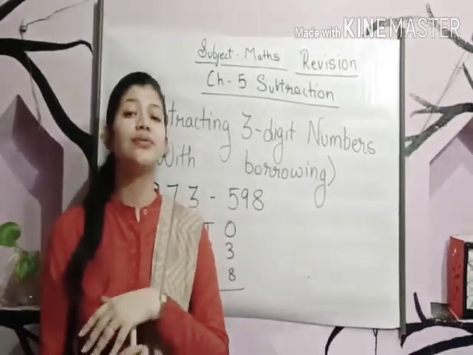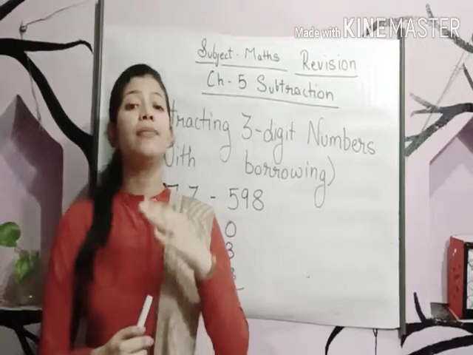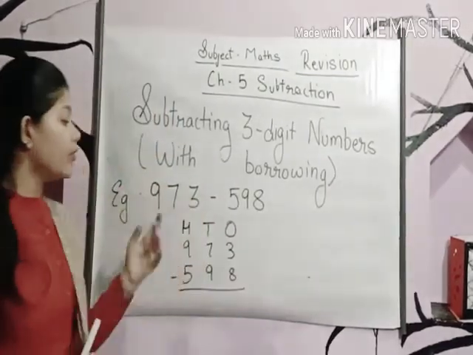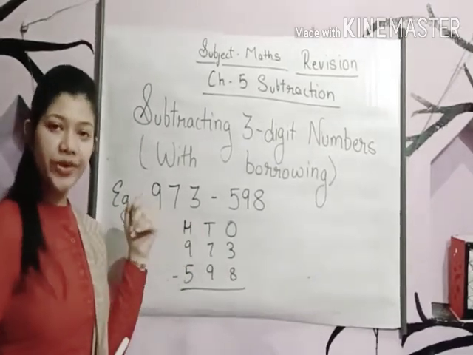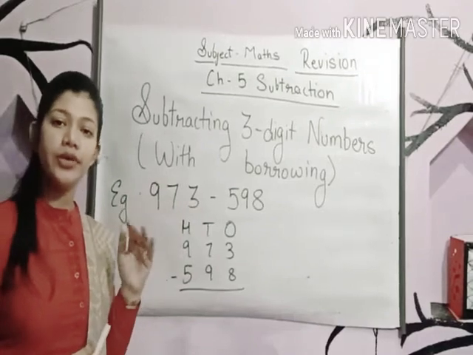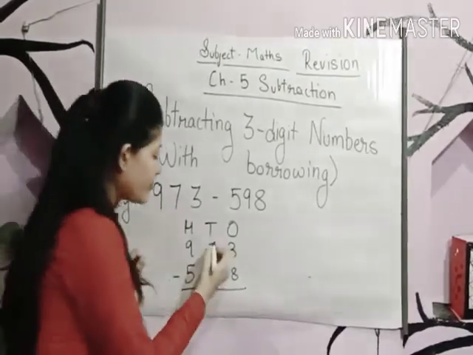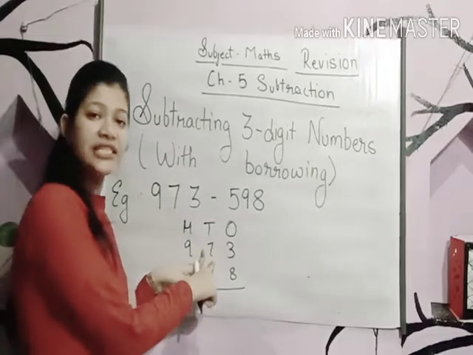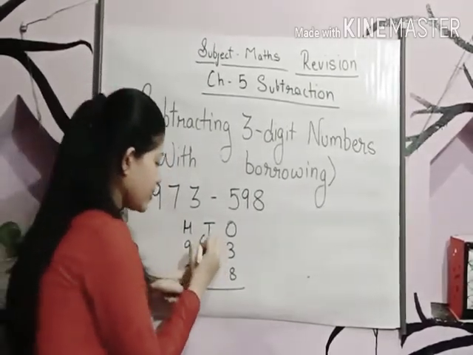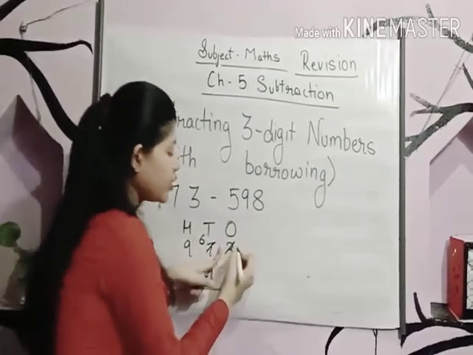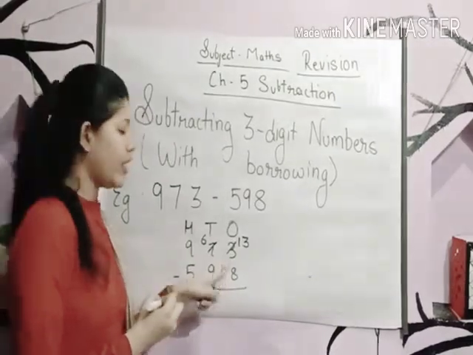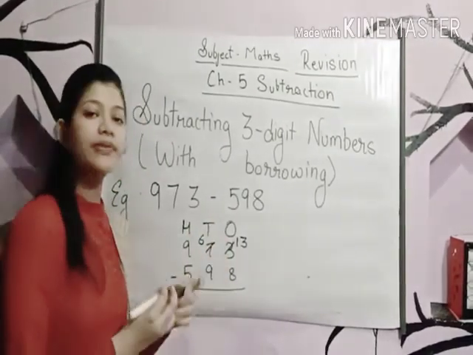Why? Because 3 is a smaller number. We cannot subtract a bigger number from a smaller number. So what will we do? We will knock on the tens door and ask for 1 borrow. 1 ten borrow. So we will take 1 borrow from 7. If we take 1 ten from 7, it will become 6. And we will give 1 ten to 3 and it will become 13. Clear? Now we can subtract 8 from 13.